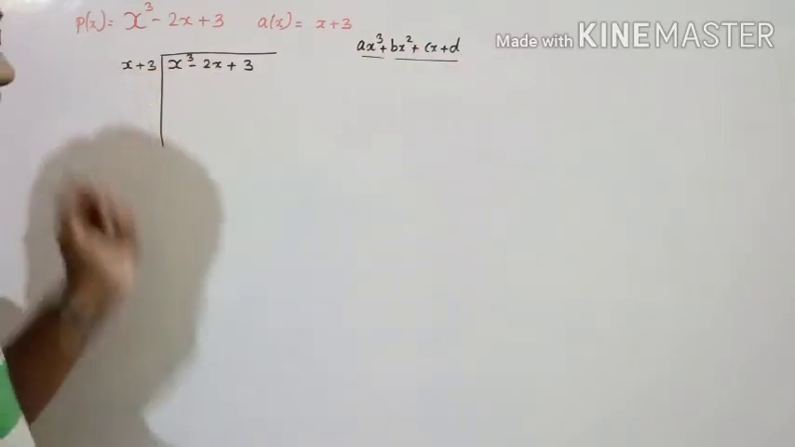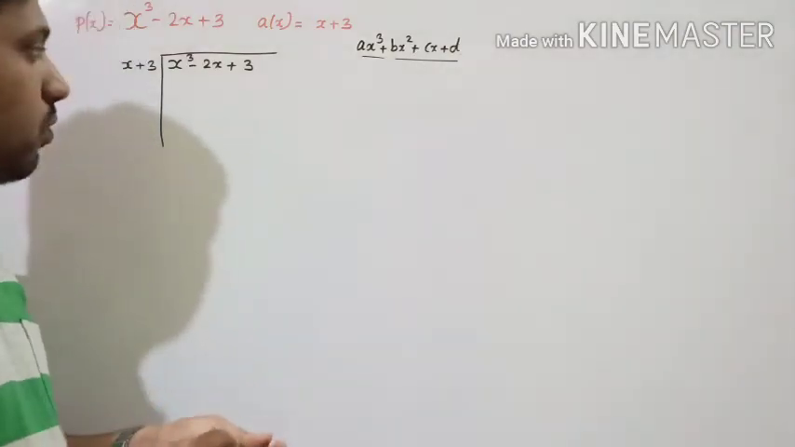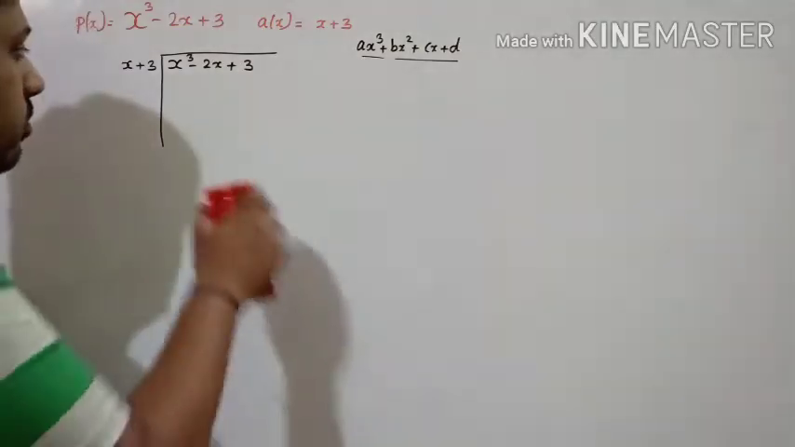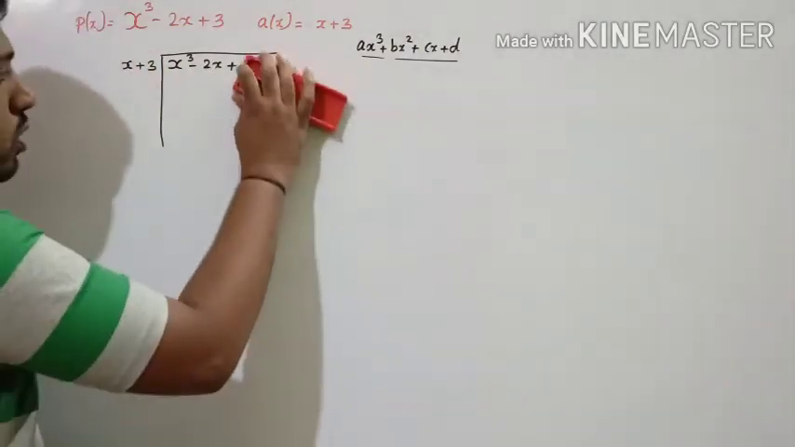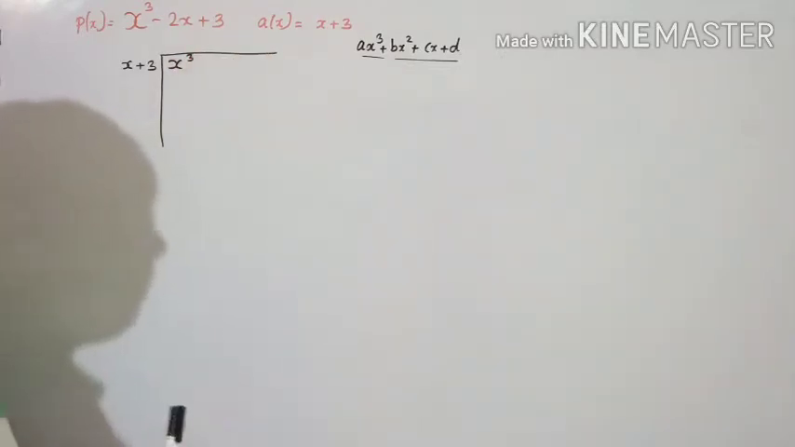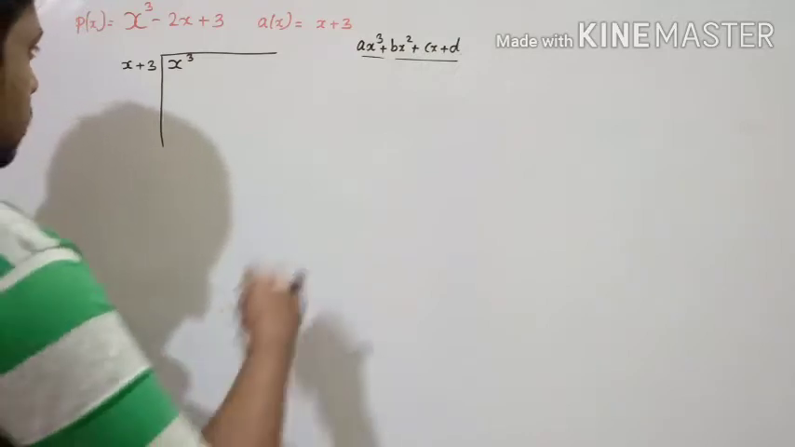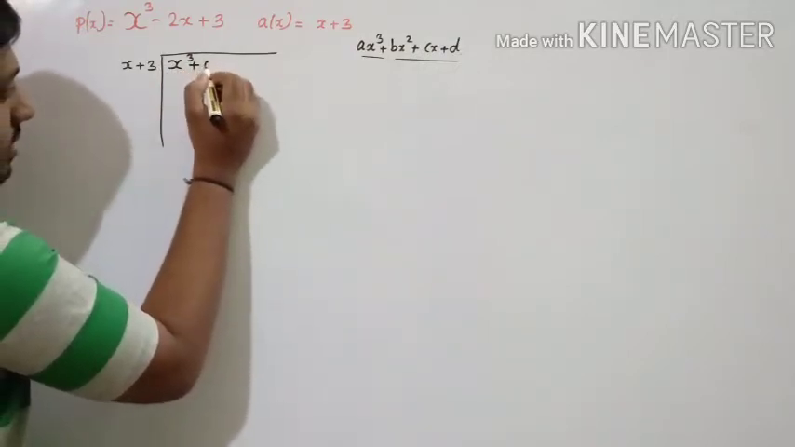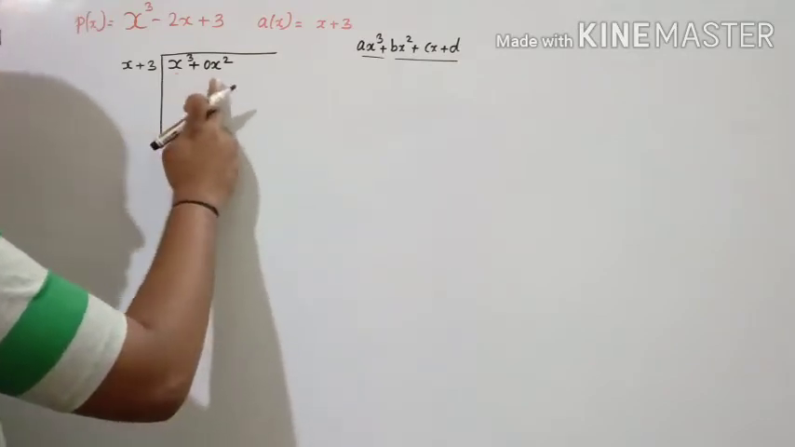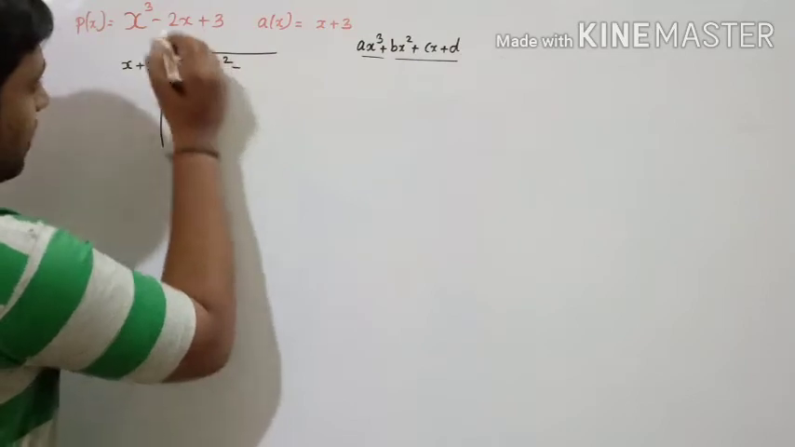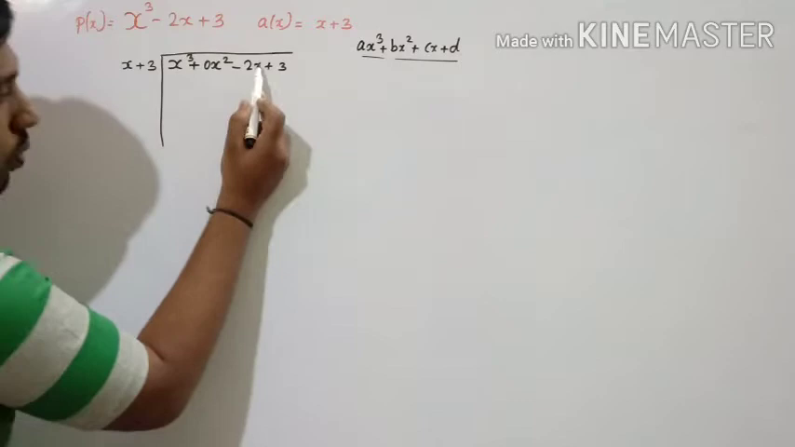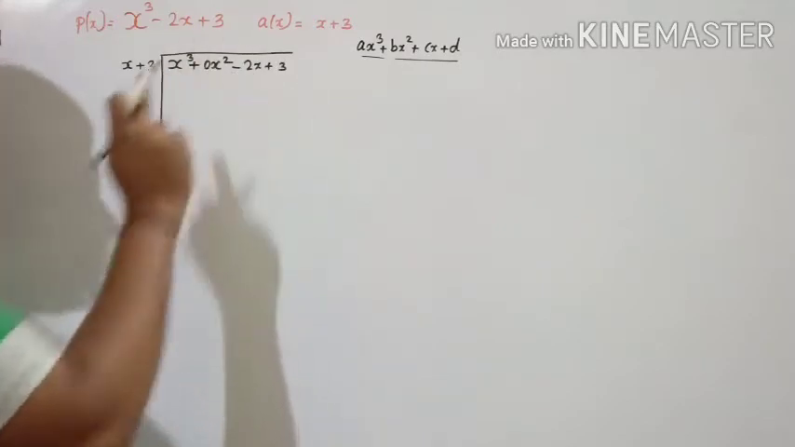But here we don't have the x square term. Without the x square term, we are not supposed to divide. There is a rule: we always need to consider the standard form. So I am going to add the x square term in such a way that it doesn't affect the value of the polynomial. So x cube plus 0x square. 0x square doesn't have any value, right? So I am taking x cube plus 0x square minus 2x plus 3. Now I can see 3, 2, 1 and a constant. Now this is the standard form.